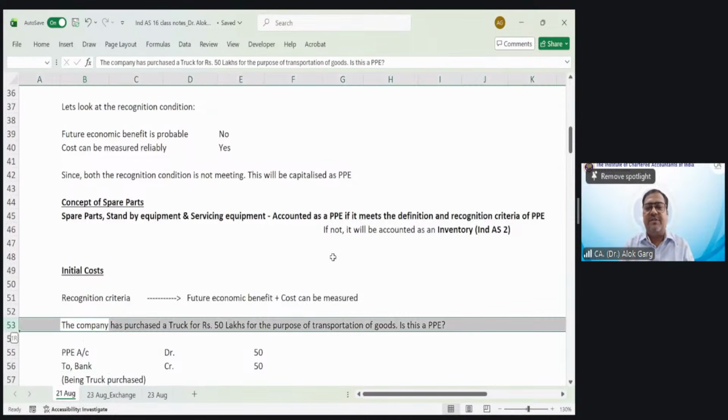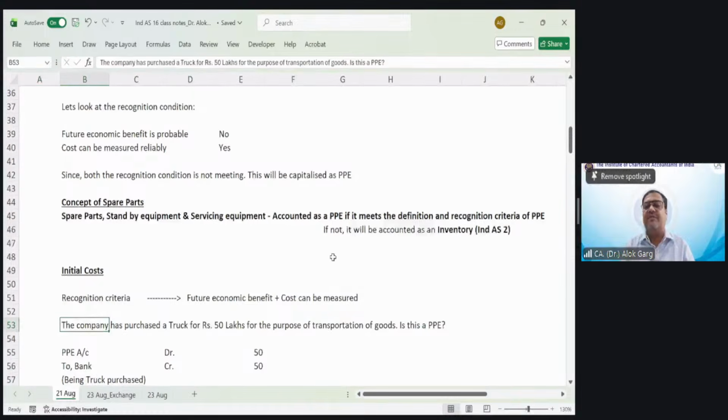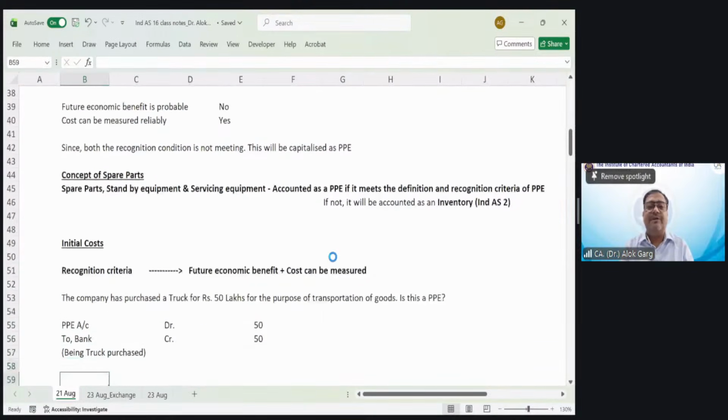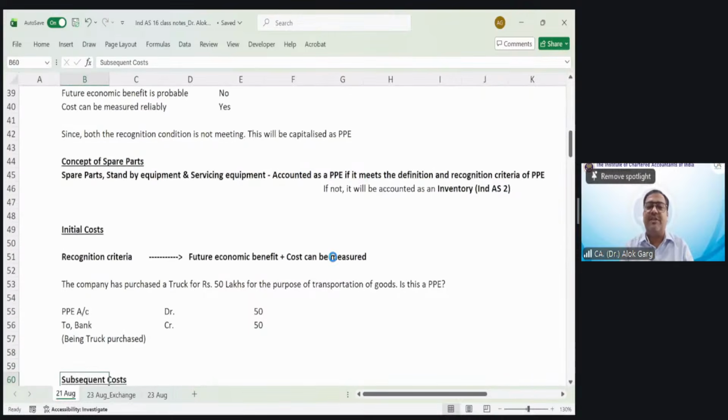The company has purchased a truck for rupees 50 lakhs for the purpose of transportation of goods. Is this a PPE? The answer is yes. It is a PPE. Future economic benefit is probable, cost can be measured reliably. What is the accounting entry? PPE account debit to bank account, being truck purchased.